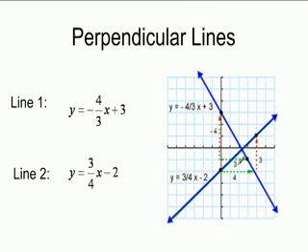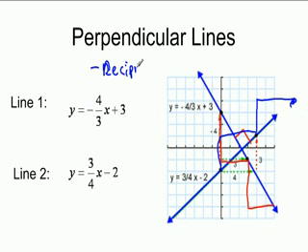Now let's look at their graph. Okay, well here's our graph. As you can see, they do cross, and they do have 90-degree angles. So this is negative 4 over 3. That's the slope of the first line. The slope of the second line is 3 over 4, positive 3, positive 4. So those are the slopes of those two lines. And so these are perpendicular because they have negative reciprocals.